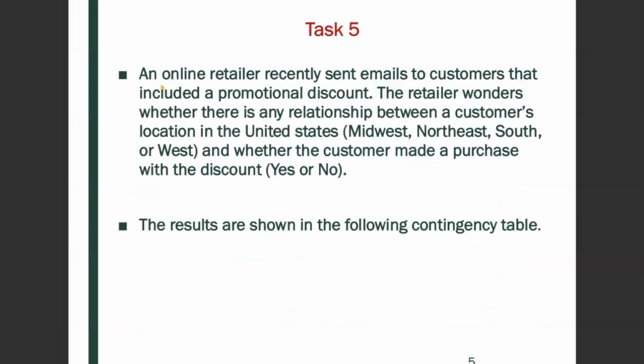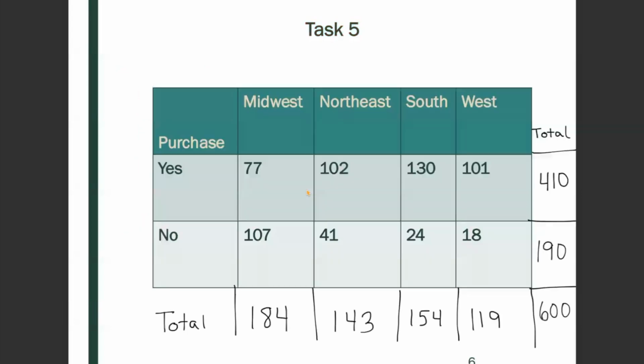Task 5. An online retailer recently sent emails to customers that included a promotional discount. The retailer wonders whether there is any relationship between a customer's location in the United States, Midwest, Northeast, South, or West, and whether the customer made a purchase with the discount. So if they made a purchase with the discount, that would be yes, or no would be if they made a purchase without the discount. The results are shown in the following contingency table.